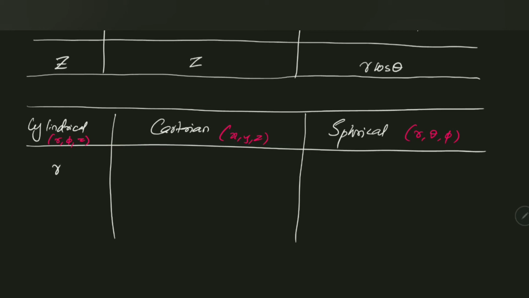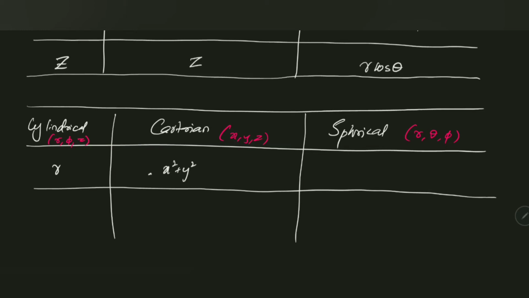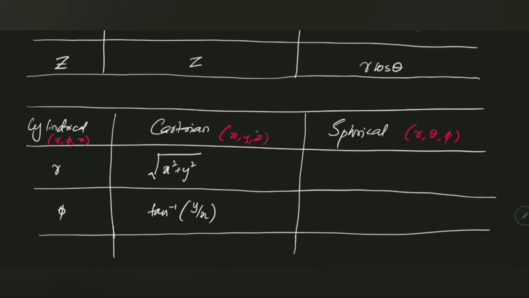First, if you want to find the value of r using the Cartesian system, the value is the square root of x square plus y square. And if you want to find the phi value, the formula is tan inverse of y by x. We don't involve z in either case, because z is common to both. So z can be the same value for both the Cartesian and cylindrical.